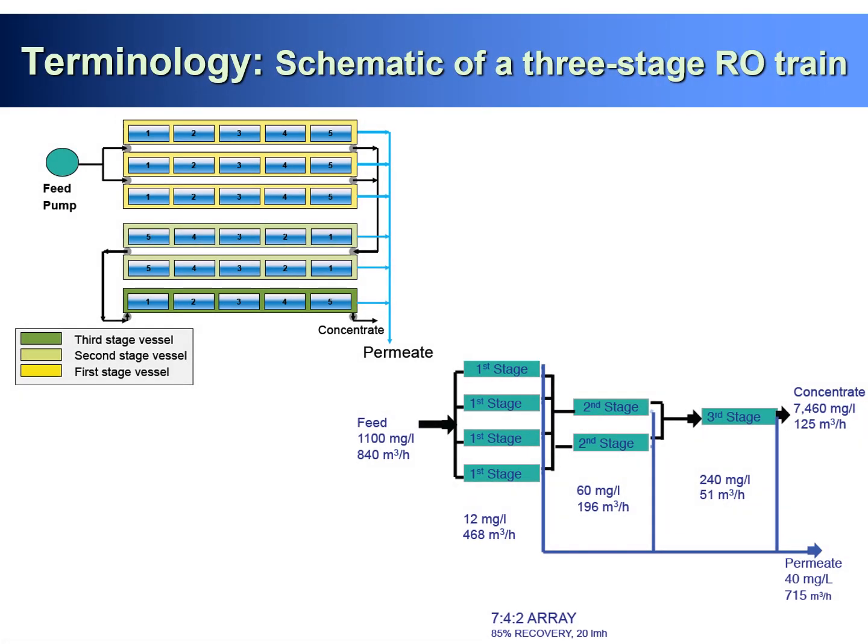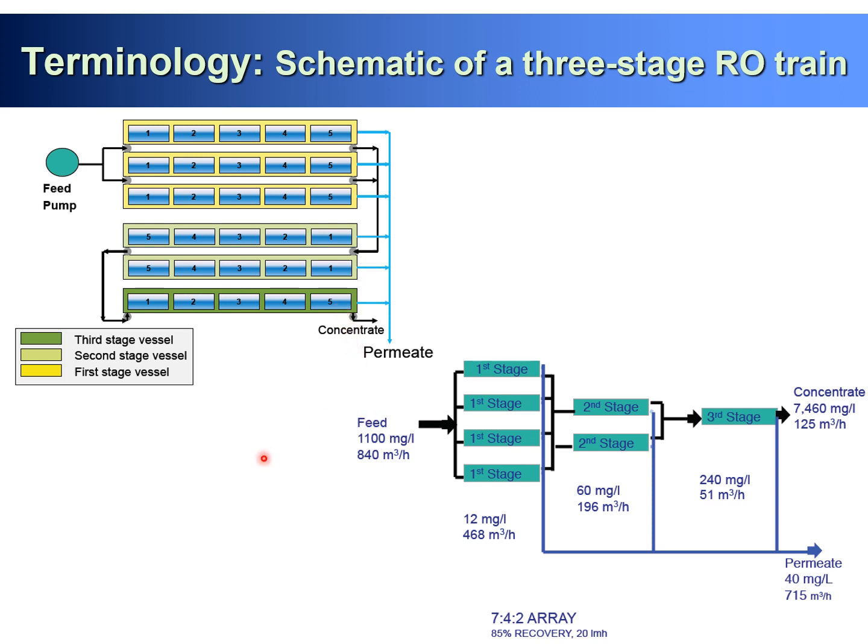And this is the schematic of a three-stage RO train. Feed water goes to the first stage, 3 pressure vessels, and then permeate and retentate can be collected. This goes to the second stage and 2 pressure vessels, and then we collect again retentate, and then the last pressure vessel can be combined.